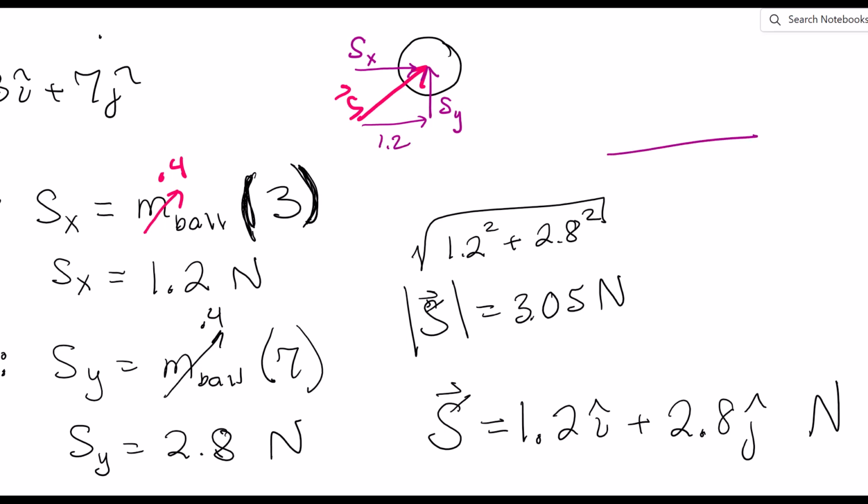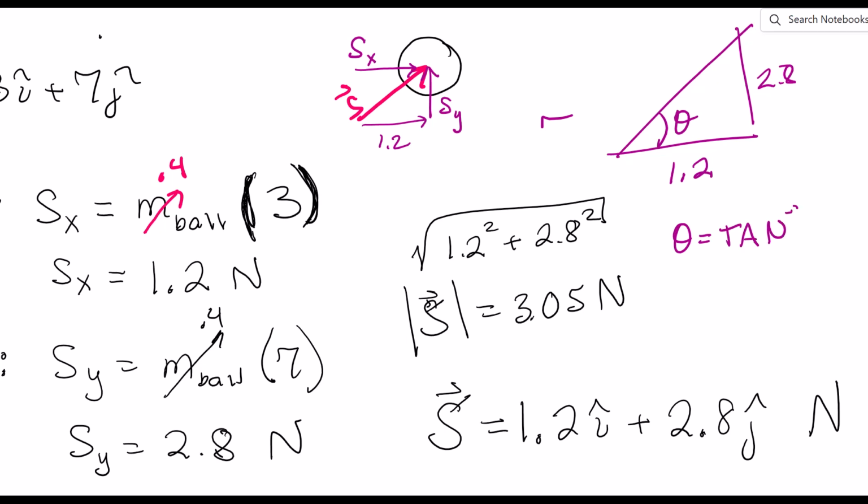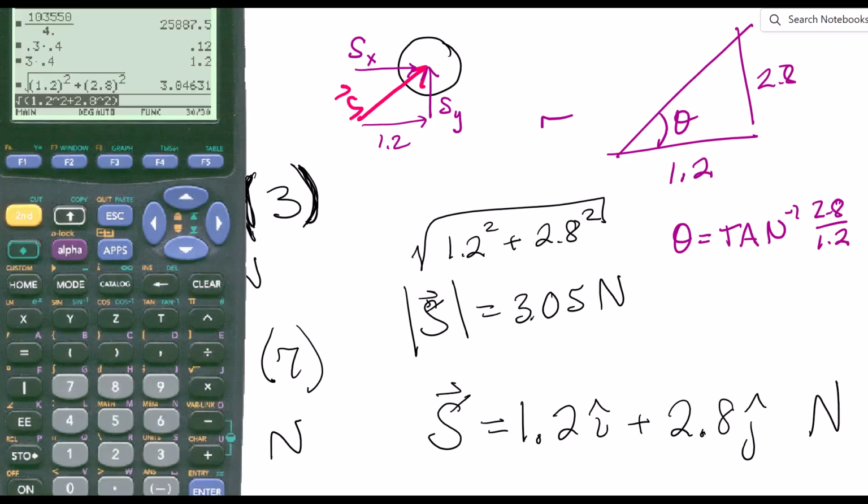Here, I'm just going to redraw the triangle. It's not a very pretty triangle. 1.2 and 2.8. Theta is the inverse tangent of opposite over adjacent. I prefer not to just memorize because things can get weird if you don't always measure from the positive x-axis. So it's a good habit to get into just looking at it every time, and then you're not memorizing equations. You're actually understanding what's going on, which is always a plus.